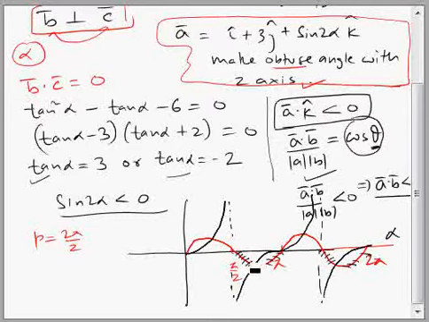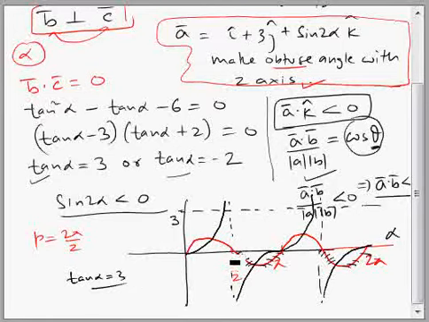In between pi by 2 and pi, you can see tan alpha equals 3. For tan alpha equal to 3, you draw the line y equals 3 and find the corresponding values of alpha; they don't lie in this region. Same here. So tan alpha equal to 3 is rejected because the values of alpha it gives from the graph don't lie in these intervals.